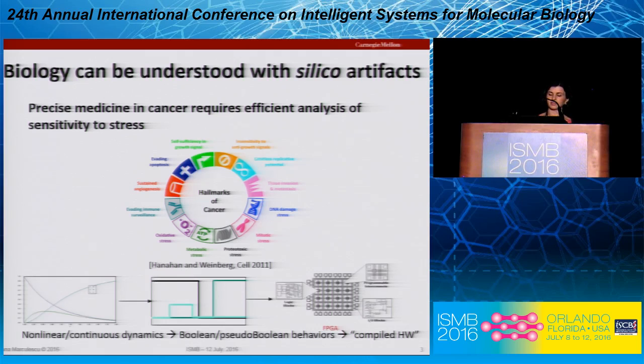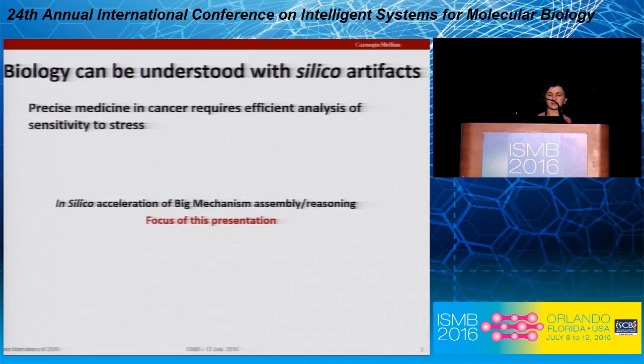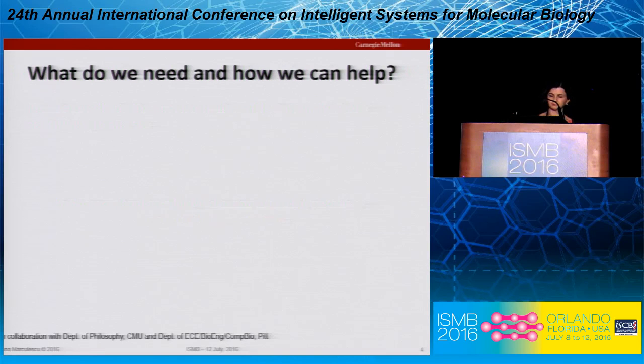In other words, we come up with an equivalent proxy, if you want, or an equivalent behavior in hardware that is typically much faster than the processes that happen in real life. So you could reason about outcomes much faster without having to go to the lab and try all the hypotheses that you have. So the focus here is on in silico acceleration for assembly and reasoning for this kind of signaling pathways.